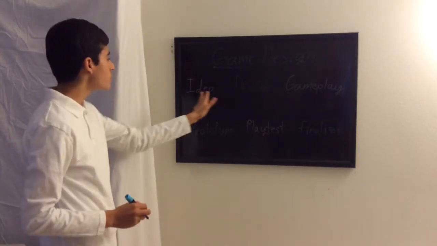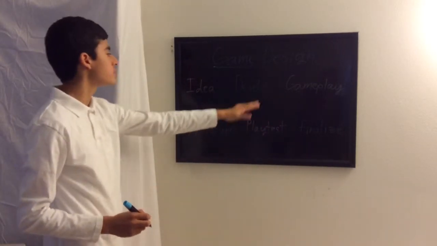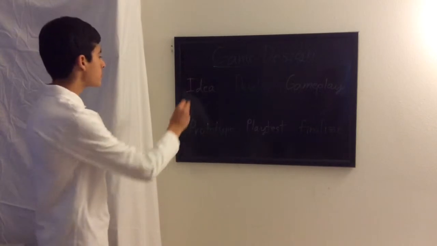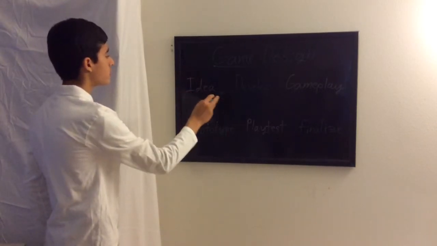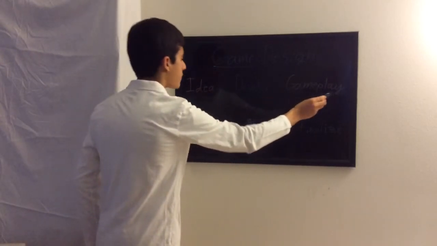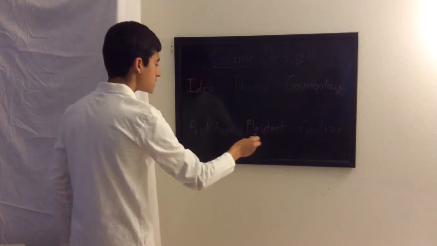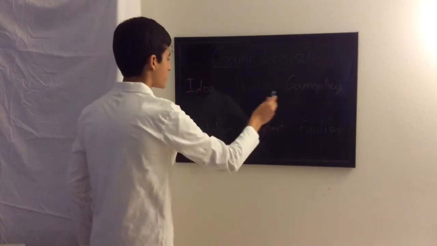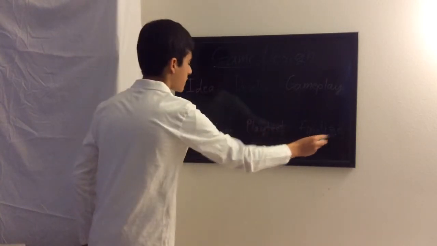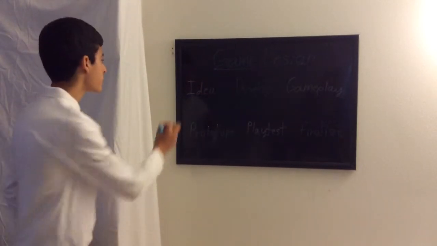So I'll give you an overview of this process. Then I'll go into some detail about the steps. So first we have an idea. Then there is the development stage. Then the gameplay is formed. A prototype is made. It's play tested. And after a few cycles, it's finalized. So I'll make sense of each of these for you.